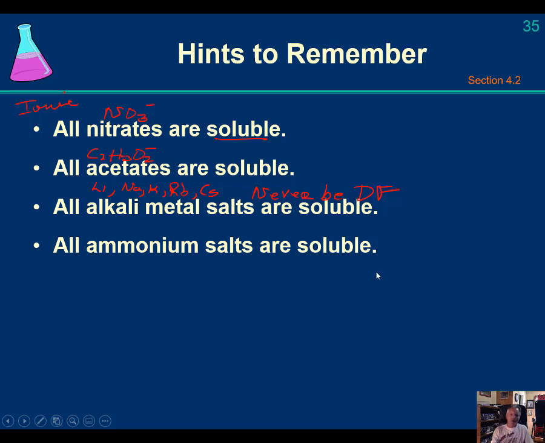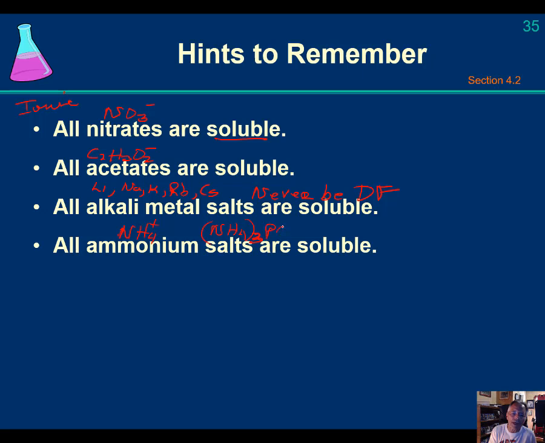All ammonium salts are soluble. Ammonium cation, NH4 plus, is the ammonium cation. So I don't care what the salt is. It could be NH4.